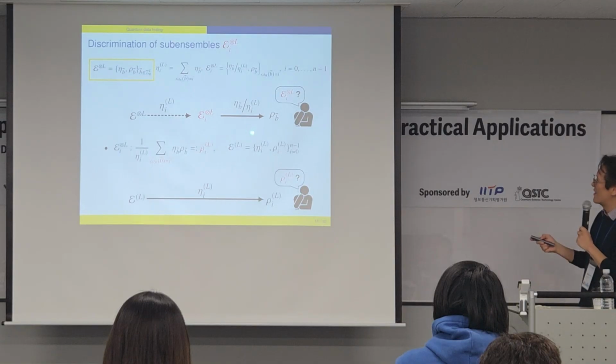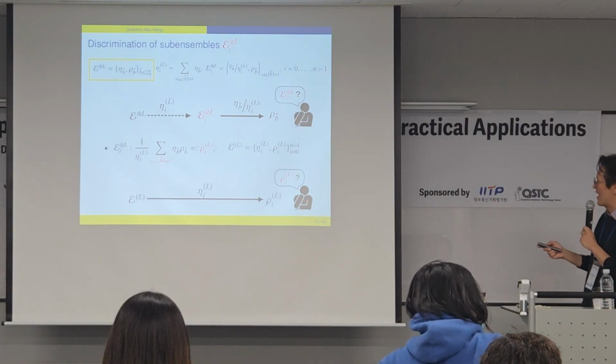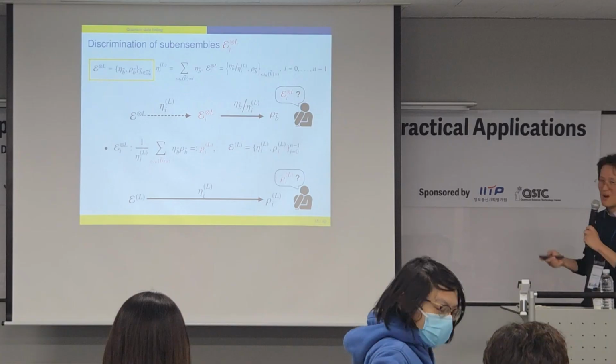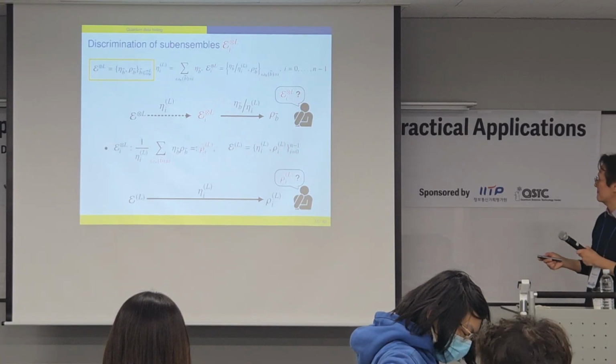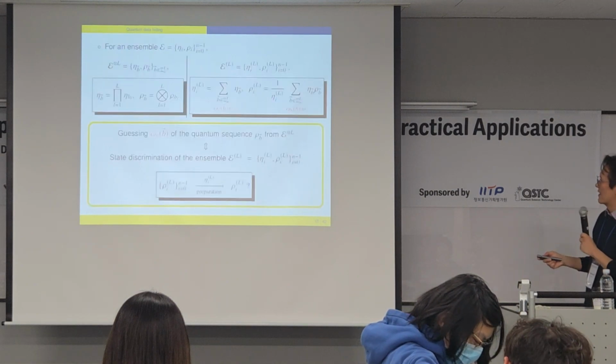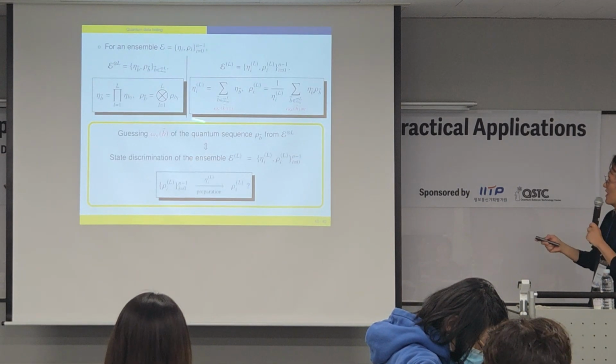Okay, then the discrimination of the weight of this index here is equivalent to saying that the state discrimination of this ensemble of mixtures. Right. So this is the summary.